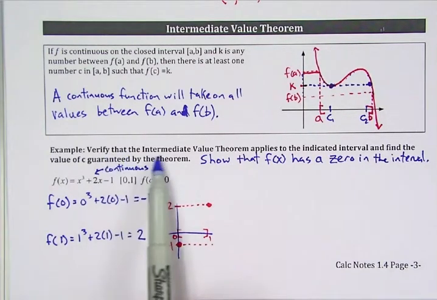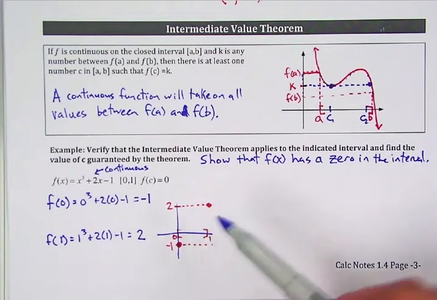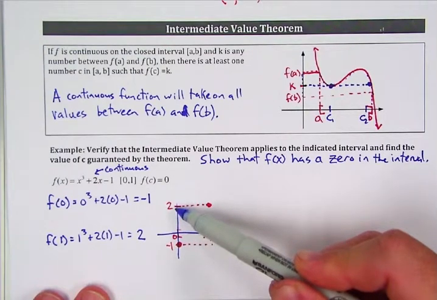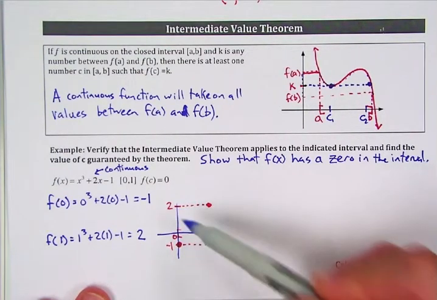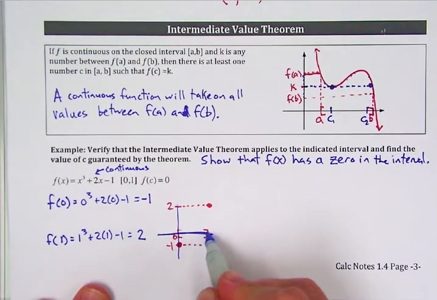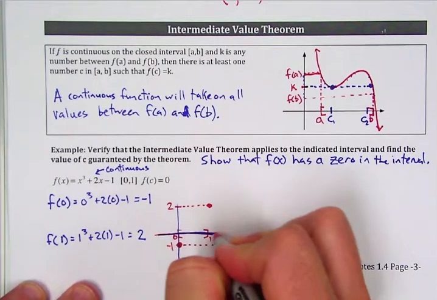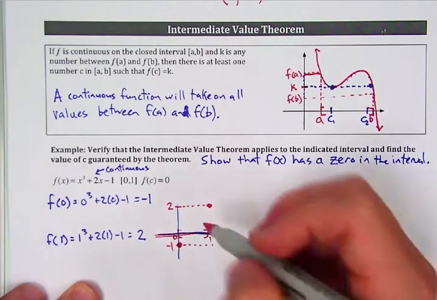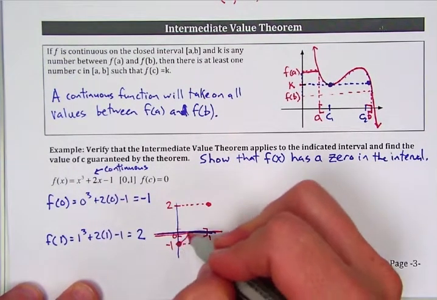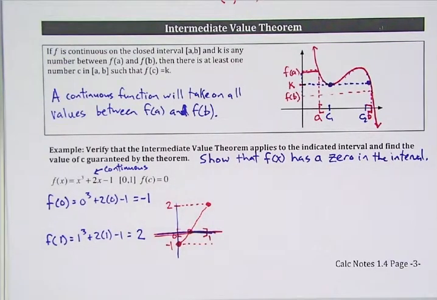what does the intermediate value theorem tell us about the function? Well, it tells us that it equals every possible number between -1 and 2. So at some point along the line, will the function equal 0? Will it ever cross this line? Well, yes, it has to. Without even knowing what this function looks like, we know it's going to cross right there.